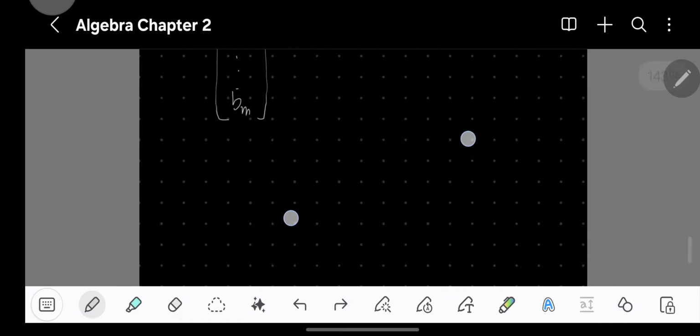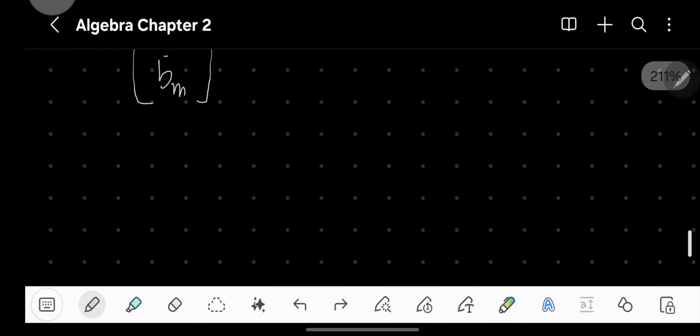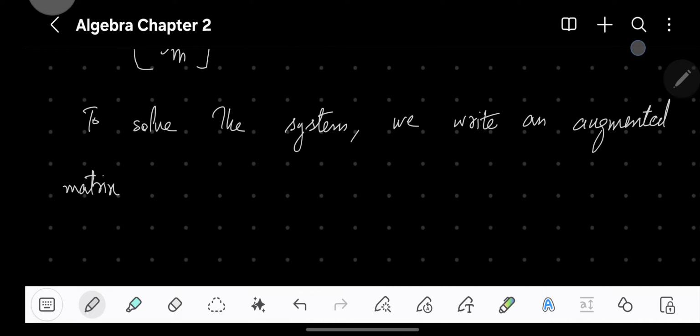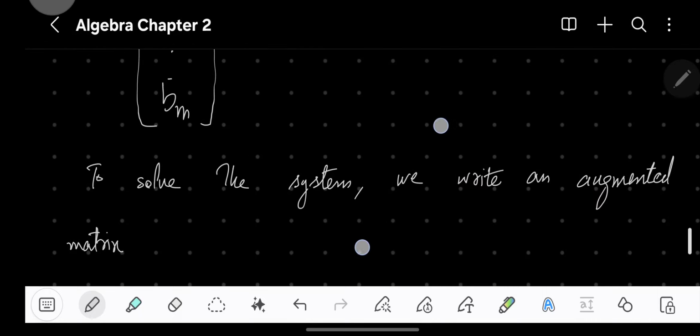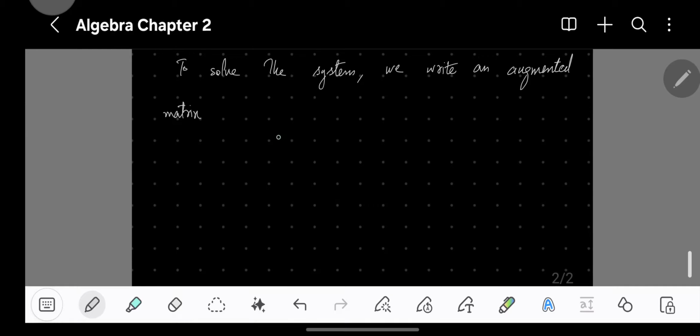So if we have to solve this system of equations, what will we do? We will write a new matrix which is called the augmented matrix. So what is that augmented matrix? The augmented matrix is a new matrix which is obtained by adjoining A and B in this way.